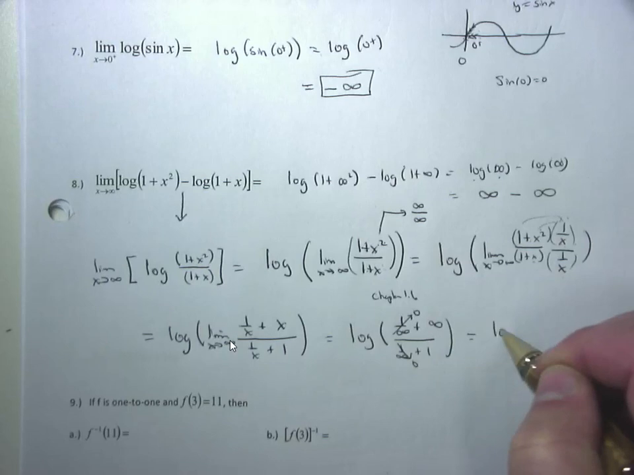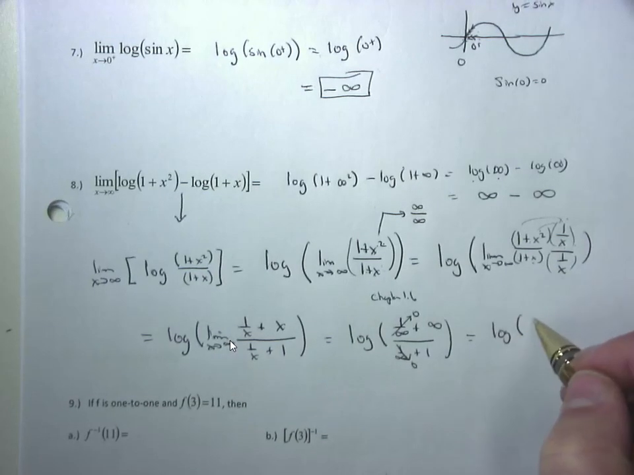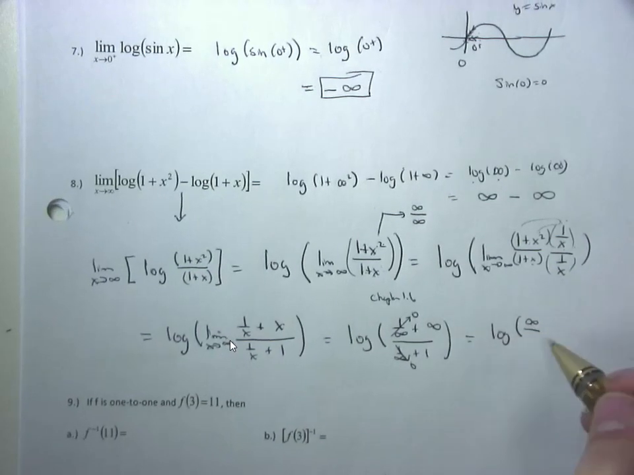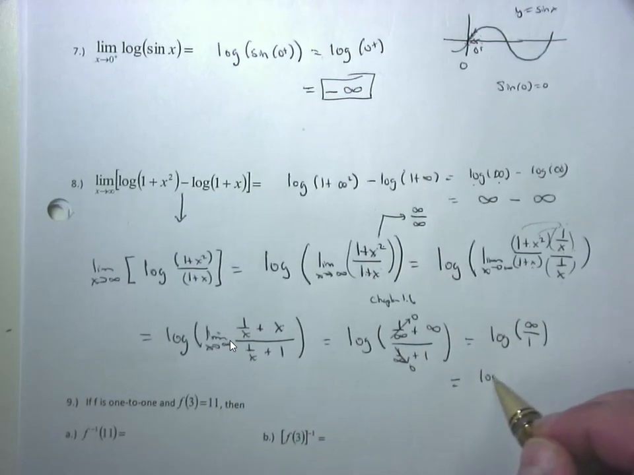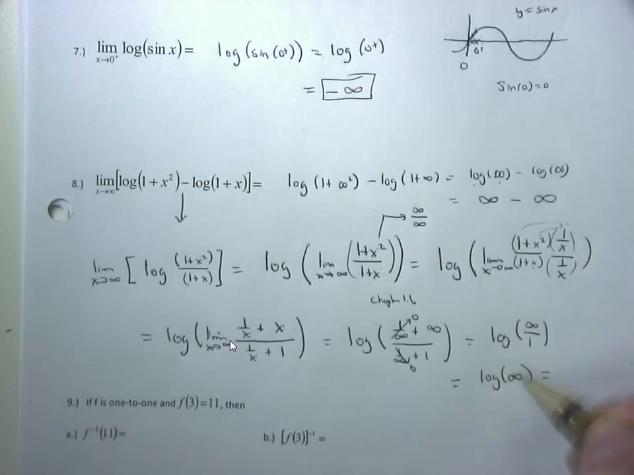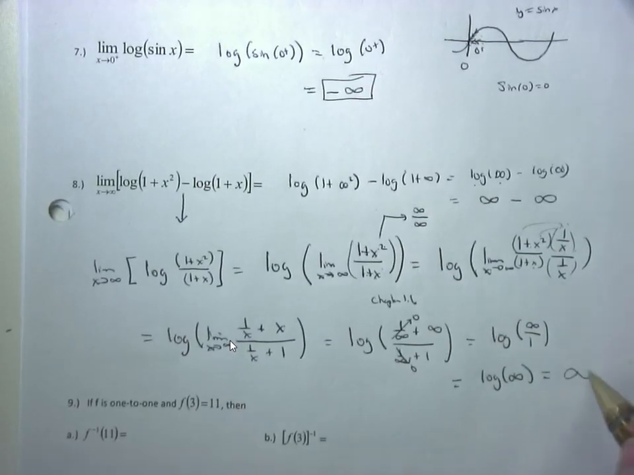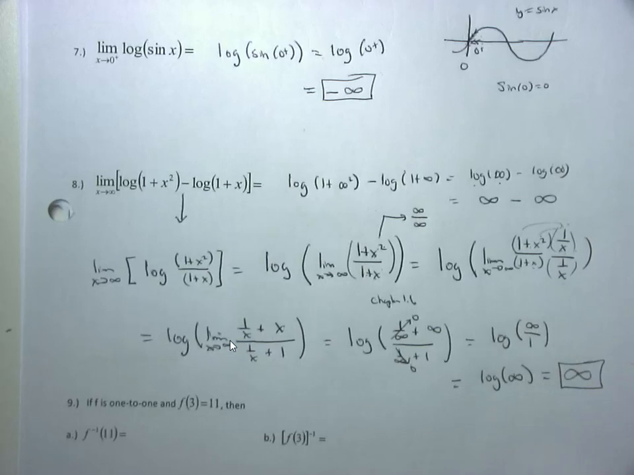So you're left with the log of 0 plus infinity, which is infinity, divided by 0 plus 1, which is 1. So infinity divided by 1 is infinity, so I get the log of infinity, and that's one of our new log properties. What's the log of infinity? The answer is infinity. INF for you WebWork fans.